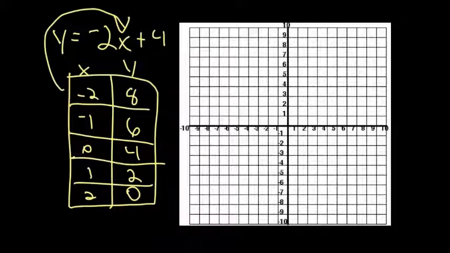So then I can put these points on my graph. I have a point at -2, +8. A point at -1, +6. 0, 4. 1, 2. And 2, 0. So again, connect your dots. Make sure they form a line. If they don't form a line, you know you did something incorrect. And then each one of those numbers in my chart is a solution to that equation.